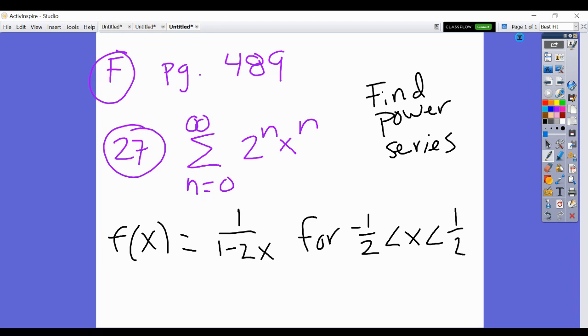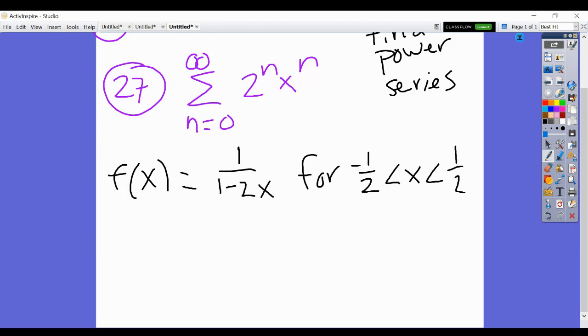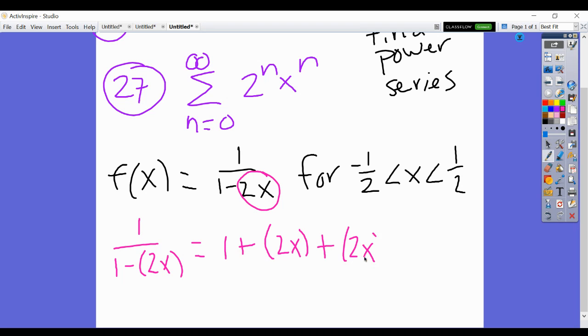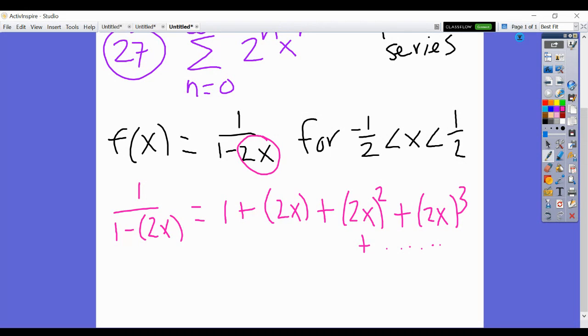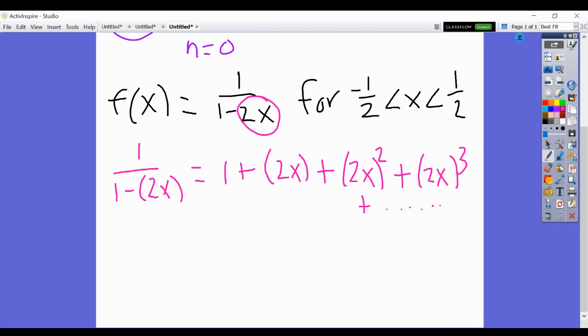So we know what a power series looks like. What did they plug in? They plugged in 2x for the r. So that's 1 over 1 minus 2x, and we're going to substitute that in for all our values for the power series. We're going to say 1 plus 2x plus 2x squared plus 2x to the third plus dot, dot, dot. We know this goes on forever. Do we remember this? If we don't, please ask questions or go back and check your notes.